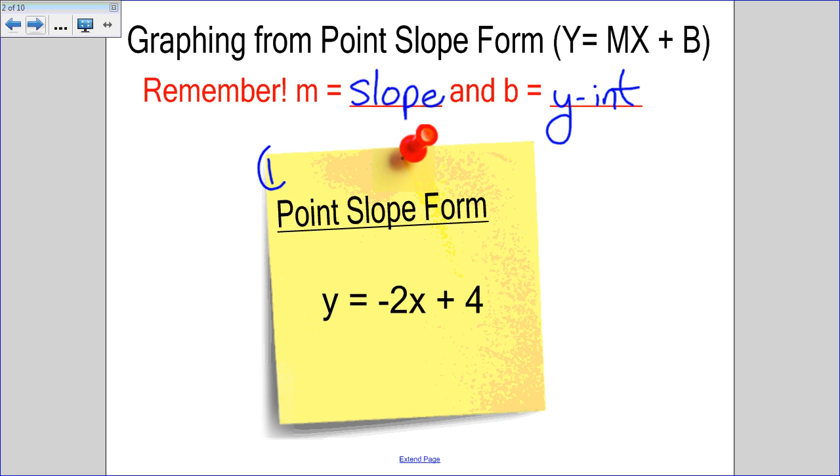Okay, your first post-it should have both of these things. It should have the name of the form, and it should have this equation. So go ahead and take a second to write down both of those things. Okay, did you get them down? All right, let's write on here also what our m and our b are, okay? Our m is negative 2, and our b is plus 4, okay?